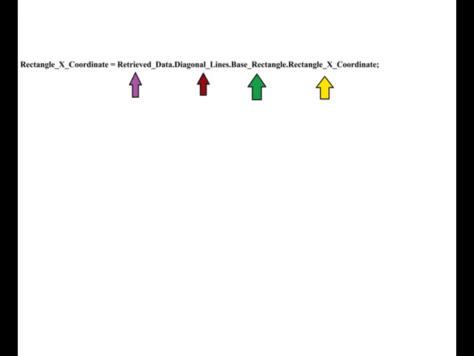Now, another way you can visualize all this is to go back to that filing cabinet illustration I was trying to tell you about. Okay? You can open the diagonal lines drawer. Then you can take the base rectangle folder. You can open up that folder, and you'll find 2 more folders. So you open the rectangle X coordinate folder. That's where you'll find a piece of paper which has the number you're looking for.